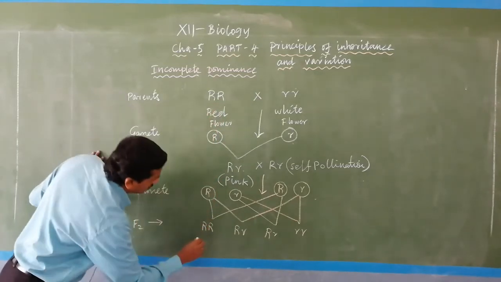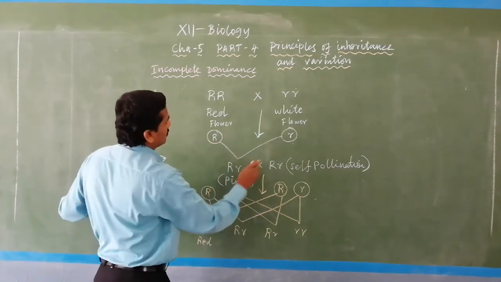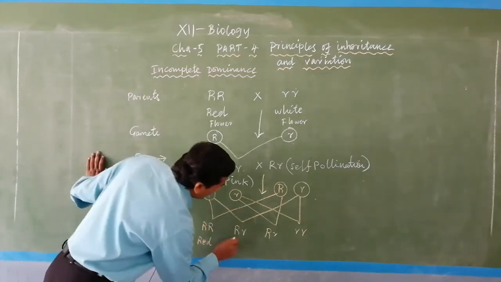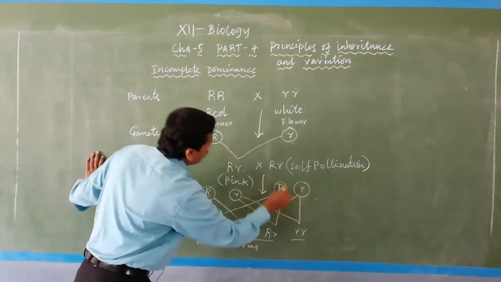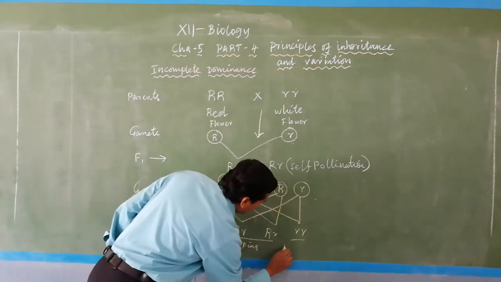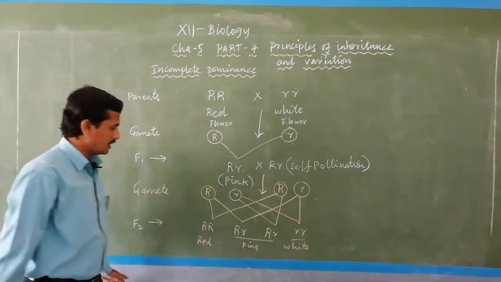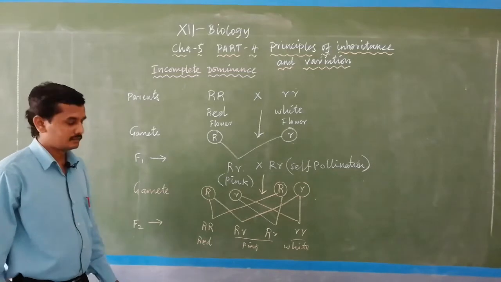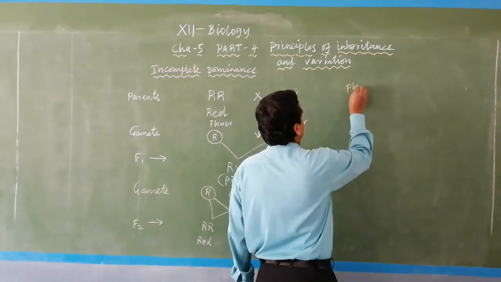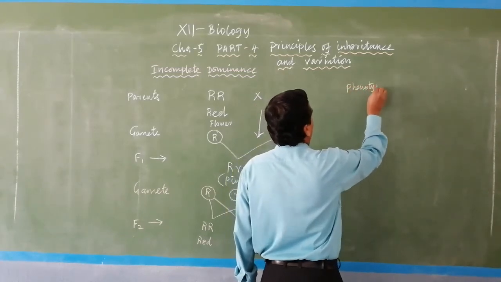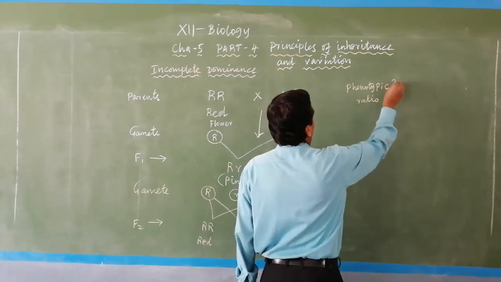Capital R means red colored flower. Capital R small r means pink colored flower. Here small r means white colored flower. So, in F2 generation 3 colored flowers are produced. So, that is phenotypic ratio, the same phenotypic ratio. Phenotypic means morphological ratio of snapdragon plant.